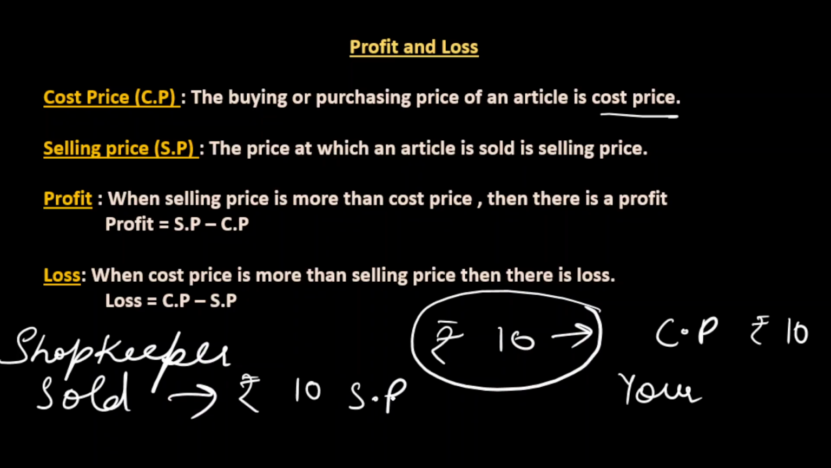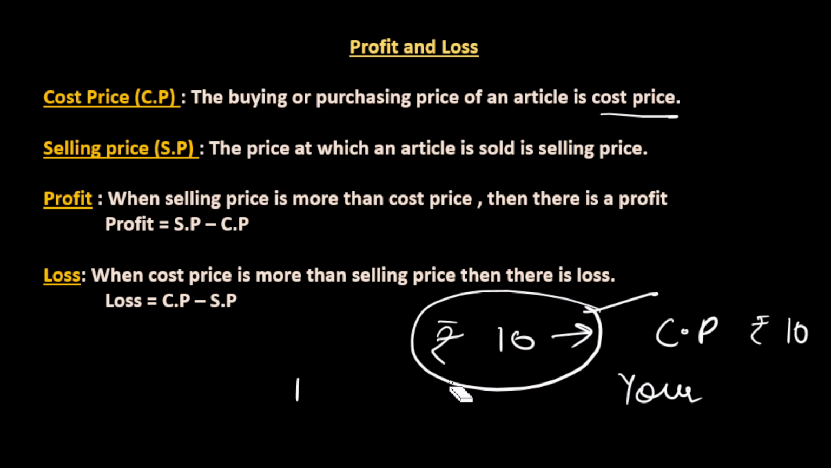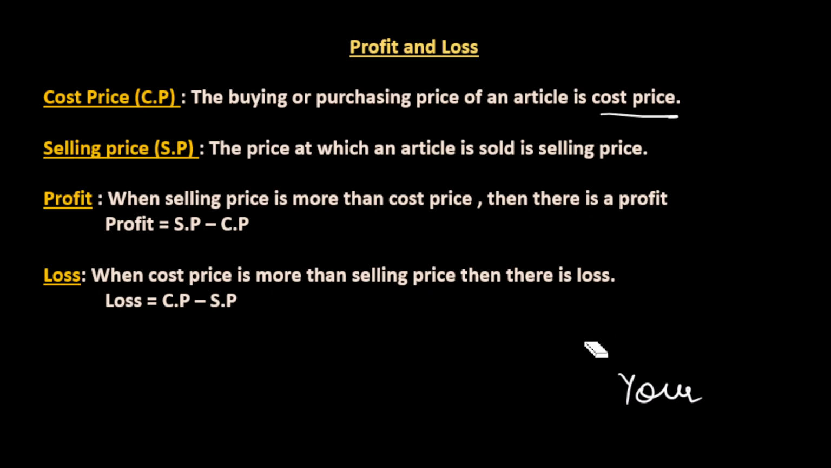So I hope you have understood. When you are purchasing something, the buying cost is cost price, and if a person is selling something, like the shopkeeper here sold the pen for 10 rupees, that is the selling price. The price at which something is sold is the selling price, and the price at which something is purchased is the cost price. So profit: when selling price is more than cost price, there is a profit. So how to find the profit? Selling price minus cost price.